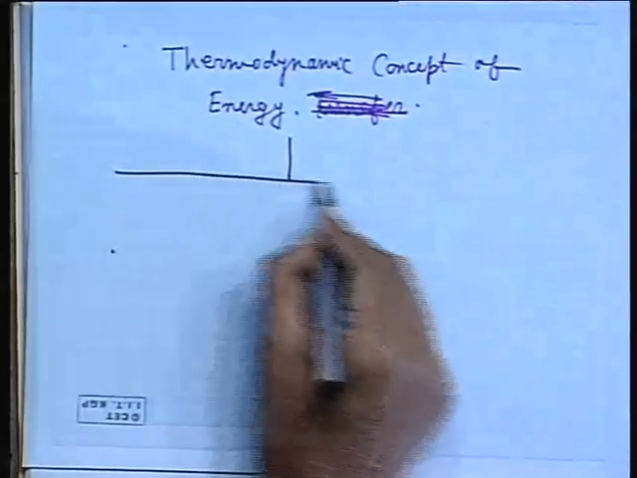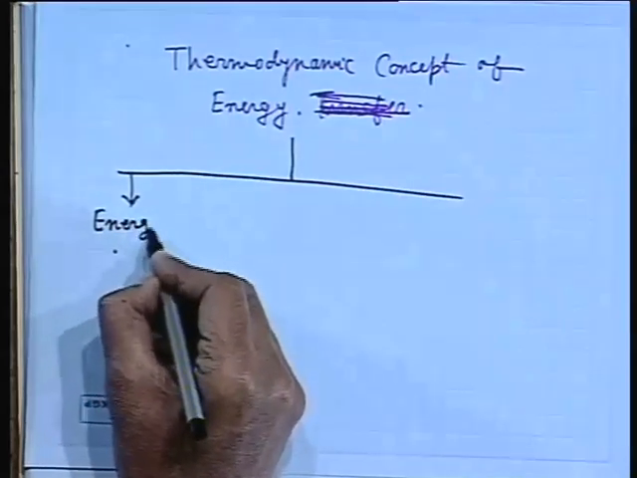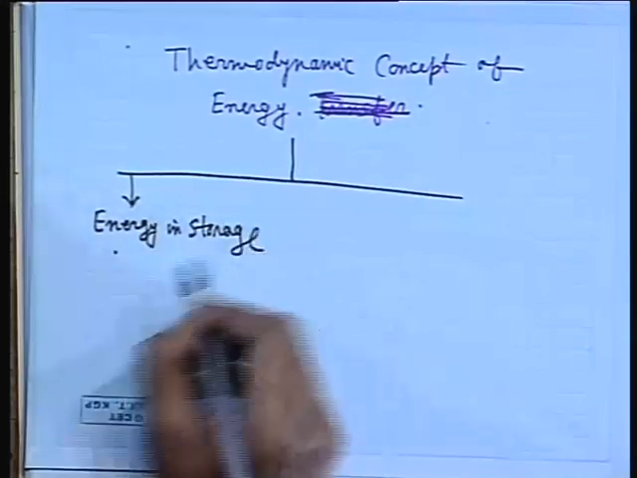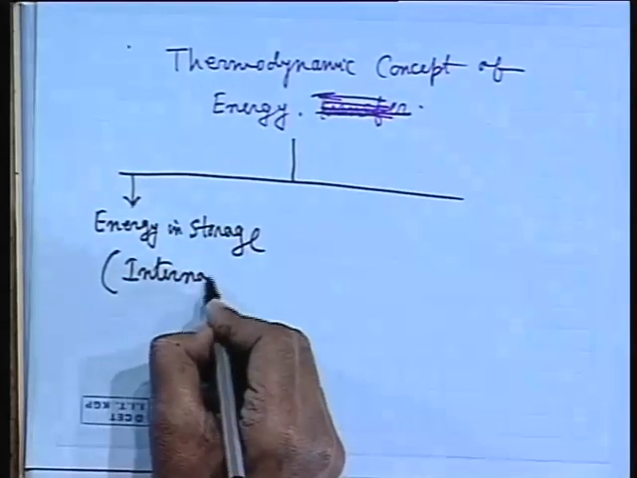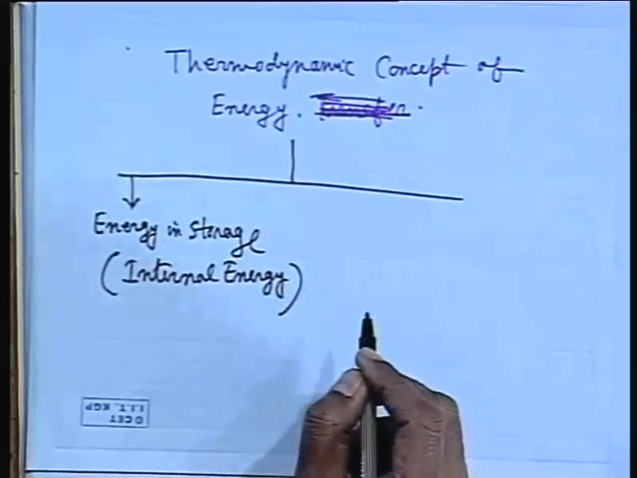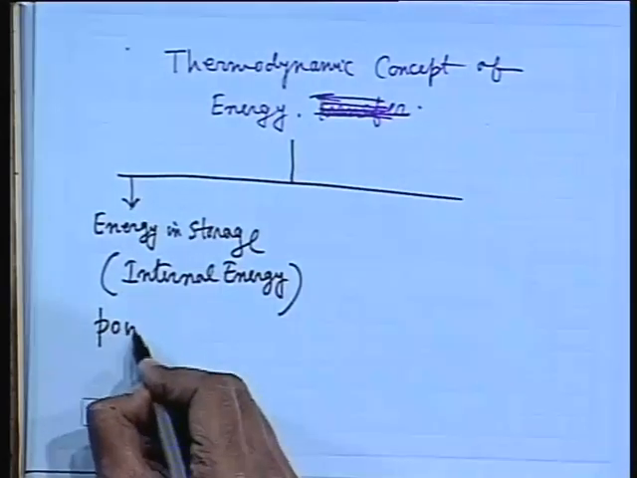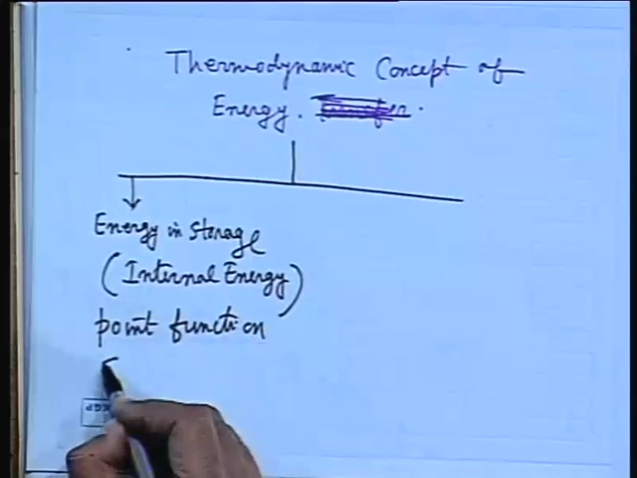So therefore, now I can write the thermodynamic concept of energy. One is energy in storage, which is known as internal energy in general. Though colloquially we mean by internal energy the intermolecular energy by virtue of temperature, not that, it means all forms of energy which are stored internally within the system. So this is a point function, because I know that internal energy is a property, a state variable.